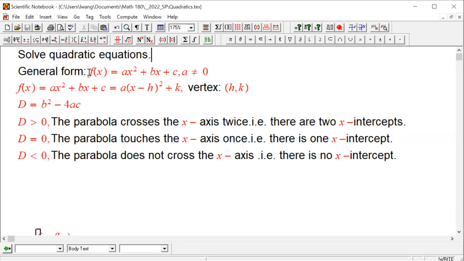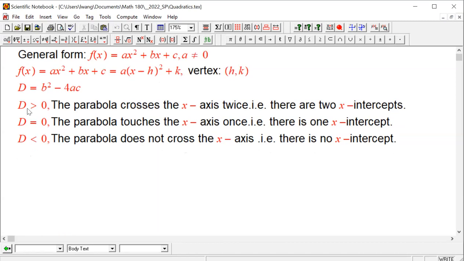We studied that a quadratic function looks like this, where a, b, c can be any number you want, but a cannot be 0. We also talked about how a quadratic function can be transformed into a complete square as part of it, with some other numbers attached, and a vertex will be determined. And we have also discussed how we know if the quadratic function crosses the x-axis, how many times, and so on and so forth, okay?